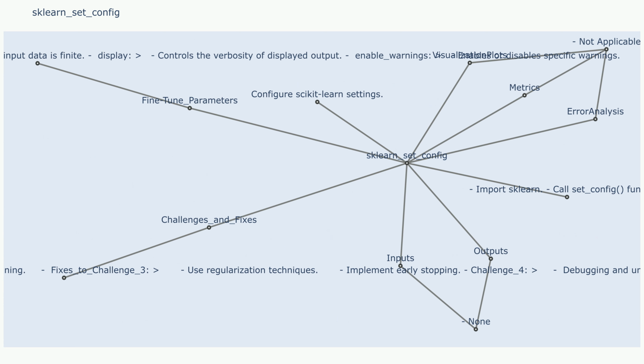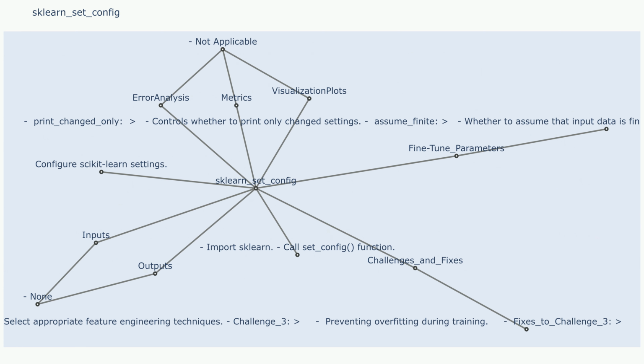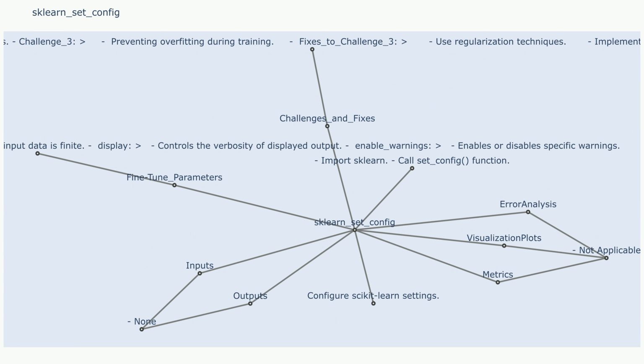Script 2. From sklearn.utils import config. config.set_config(verbosity="debug"). Fixes to challenge 3: maintain a centralized configuration file or use environment variables to manage settings consistently across your projects. This ensures that the same configuration applies across all relevant scripts and environments.